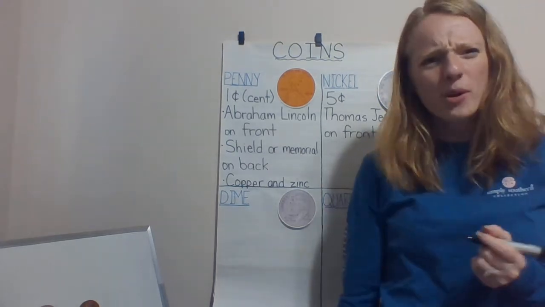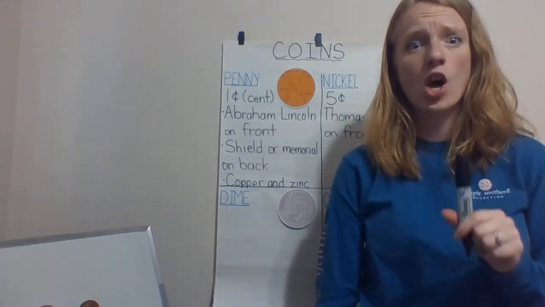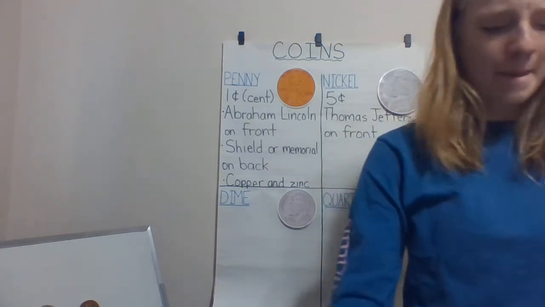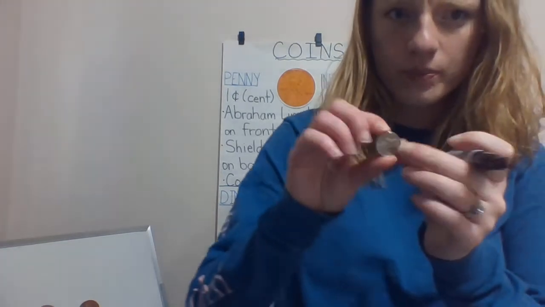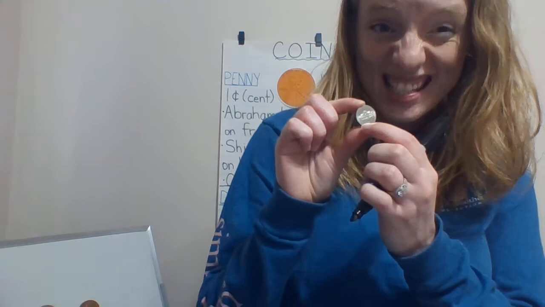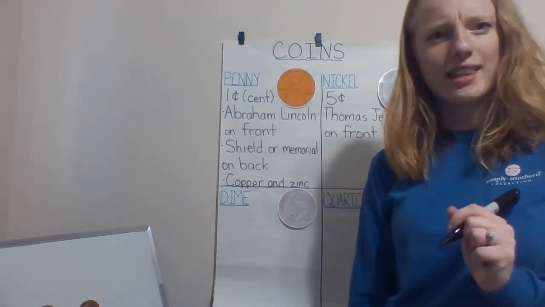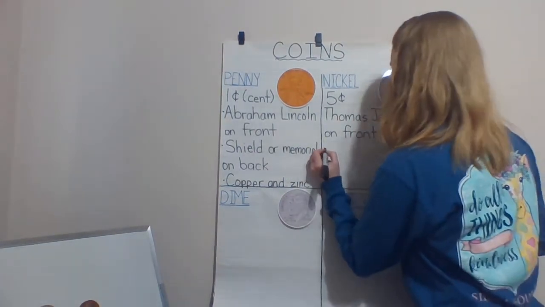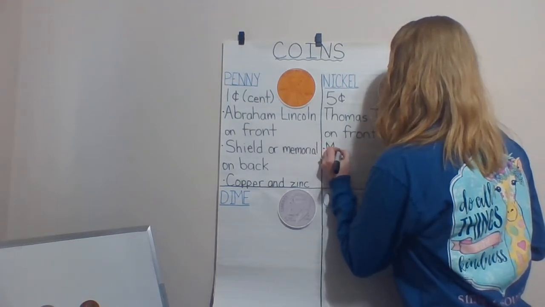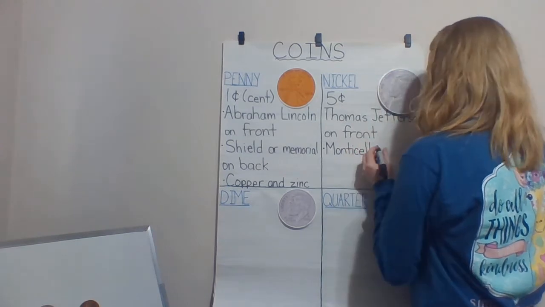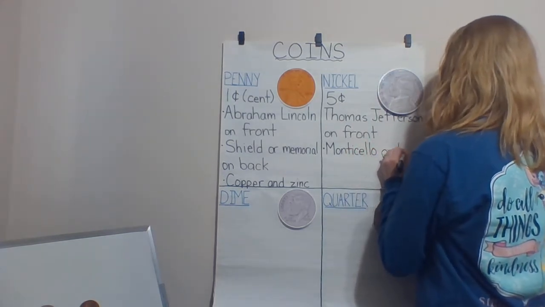And does anyone remember the name of Thomas Jefferson's home that's on the back of a nickel? Let me show you. If you look really, really closely at a nickel you have at home, it actually says the name of his home on the back of the nickel. It says Monticello. Remember we talked about how funny that word sounds? Monticello. And Monticello was the name of Thomas Jefferson's home. Monticello on the back.